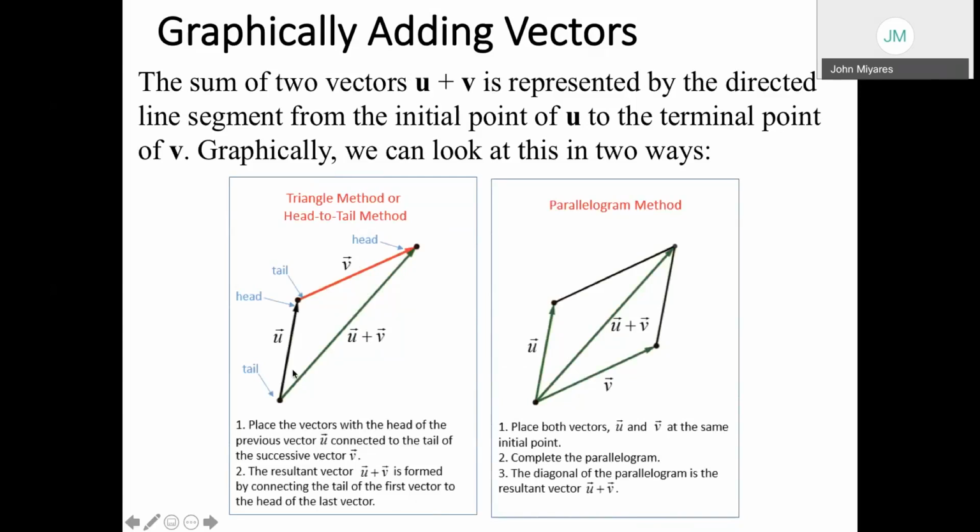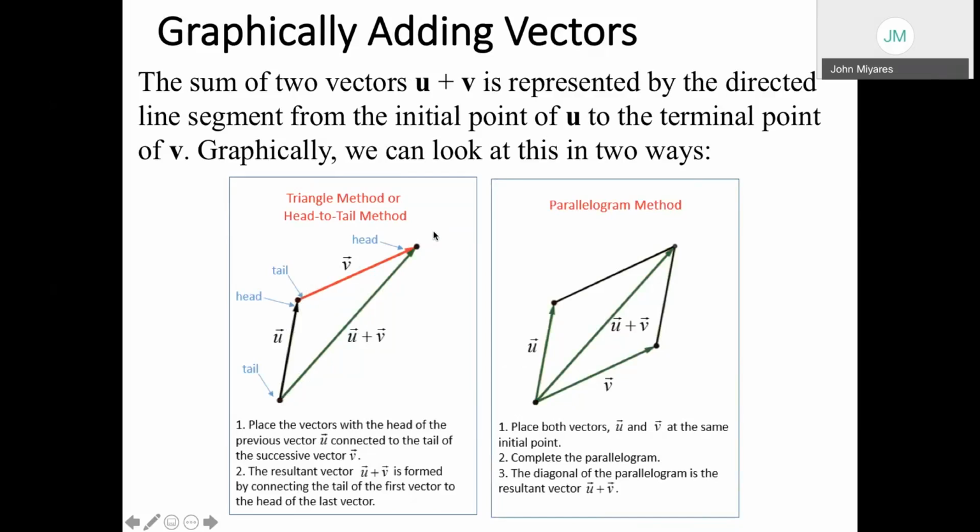We would first place the vectors with the head of the previous vector connected to the tail of the second vector we want to add to it. Remember, it's okay to move these vectors to where we need them because vectors define magnitude and direction, not location. When we do this, the resultant vector u plus v will be formed by connecting the tail of the first vector to the head of the second vector.